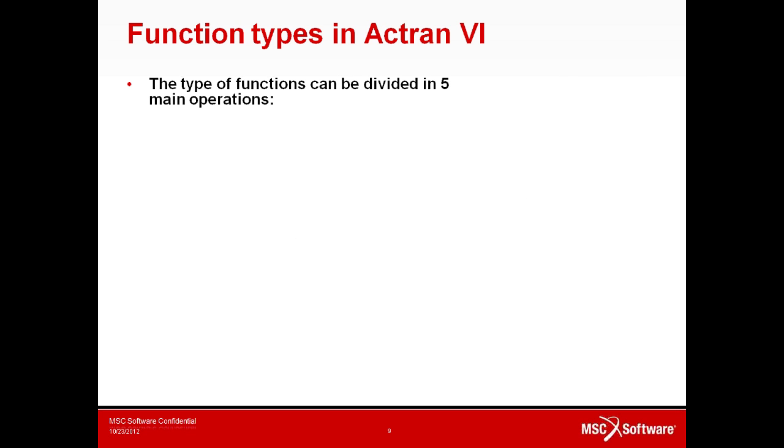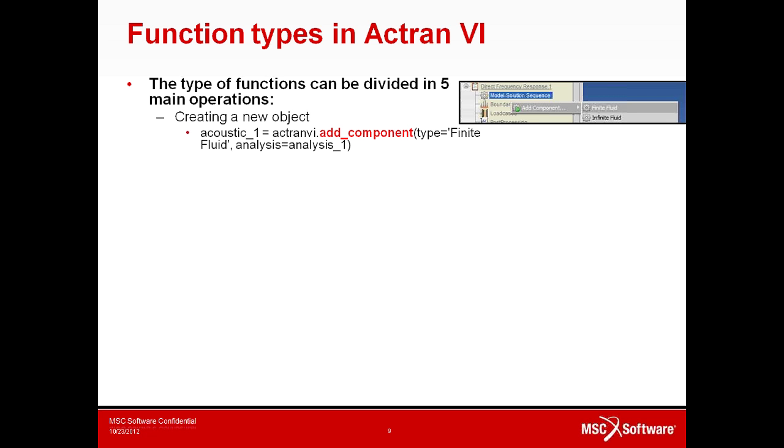Actran VI contains a very extended list of functions for manipulating all types of objects. These can usually be divided into 5 types of operations. The operations consisting in the creation of an object: simultaneously the object and its reference, which is described in the API command, are generated. A particular command exists for each type of object such as components and materials. In the presented case, we are obviously adding a component and the name is then changing.